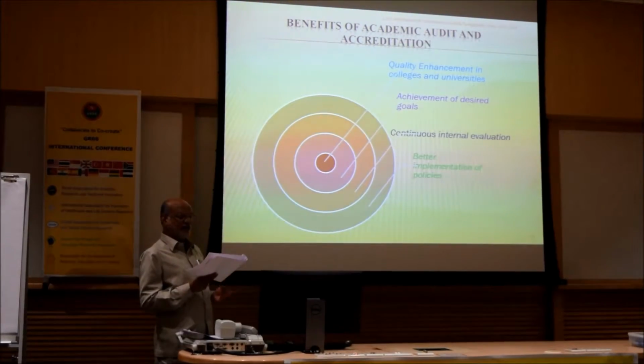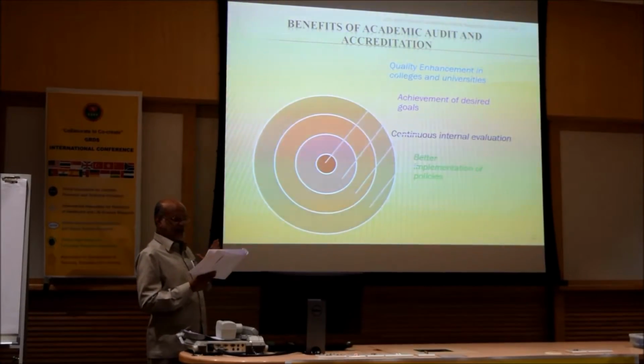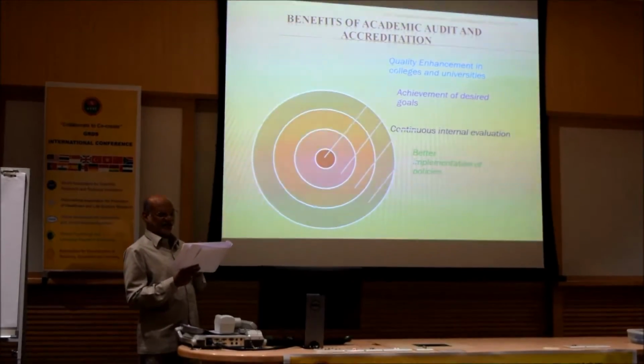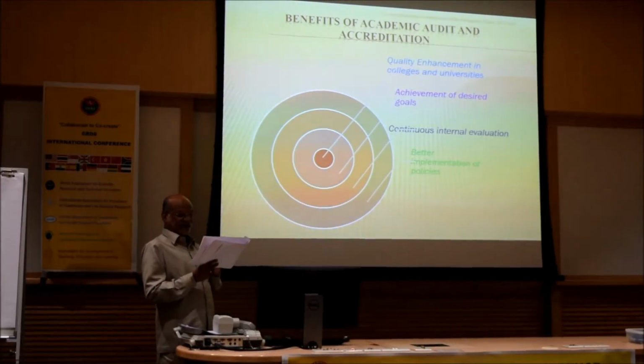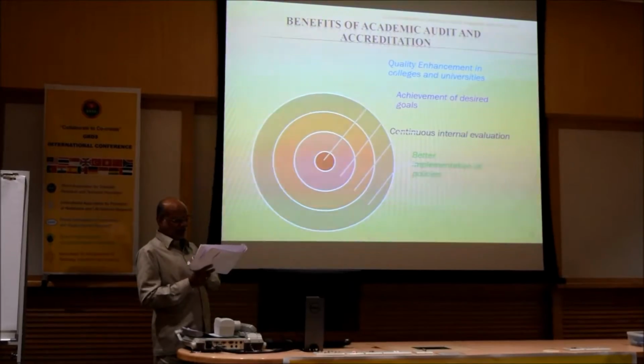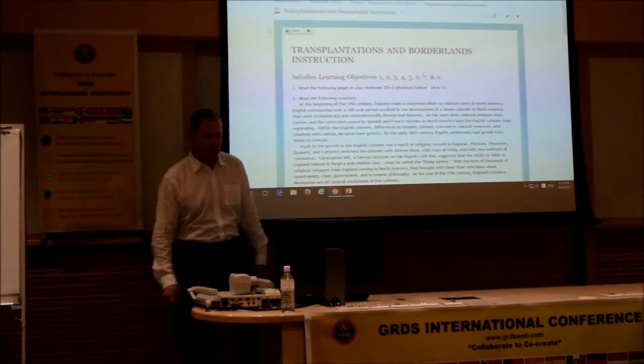Of academic audit and accreditation process. Number 1, quality enhancement in the colleges and universities, achievements of desired goals, continuous internal evaluation, and a better implementation of policy.